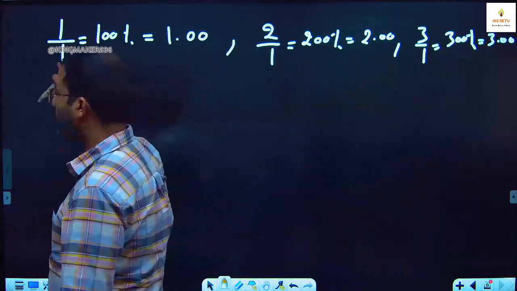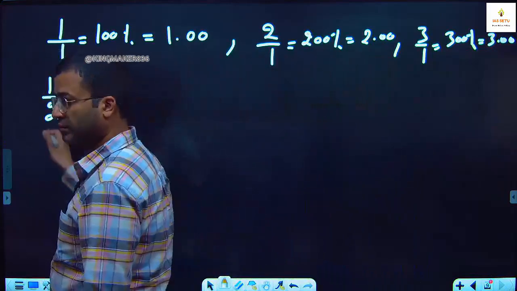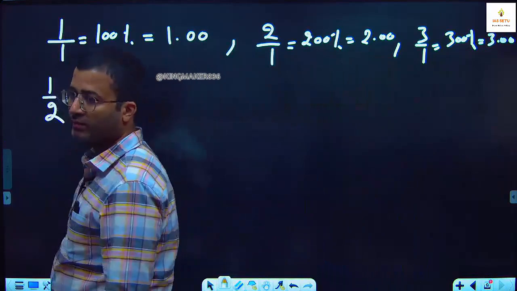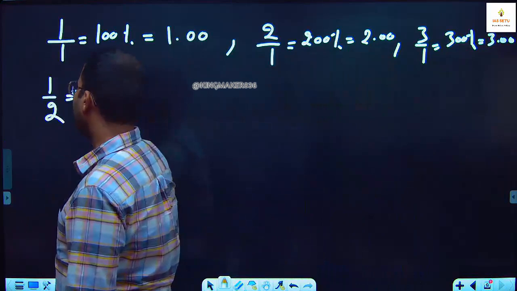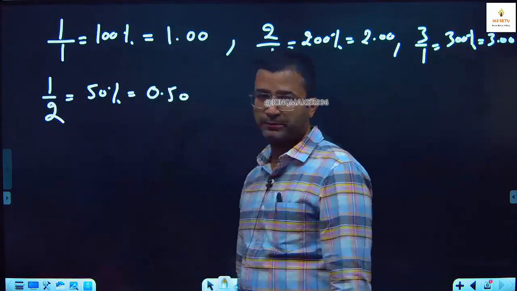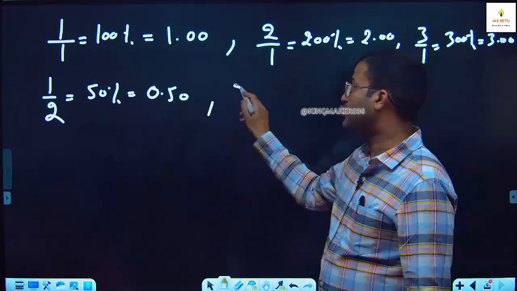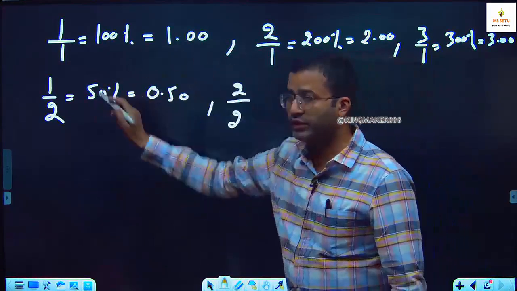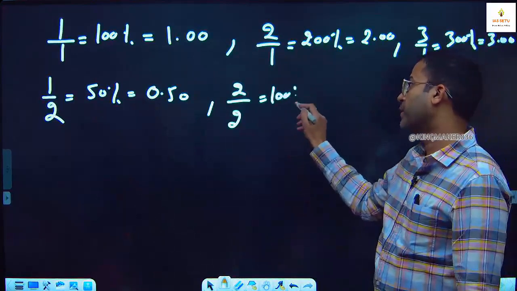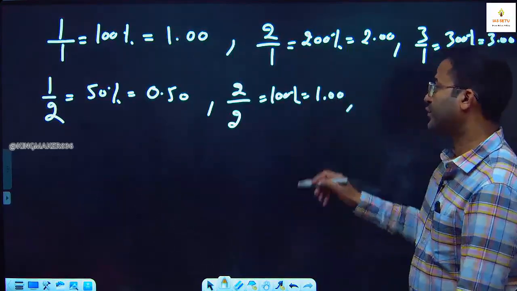Next value, after 1 by 1, comes 1 by 2. I go in a sequence: 1 by 1, 1 by 2, 1 by 3, 1 by 4, 1 by 5. What is 1 by 2? Half. Half means 50%. In decimal, 0.50. Next is 2 by 2, which means double of this. What is double of 50%? 100%. So it is 1.00.